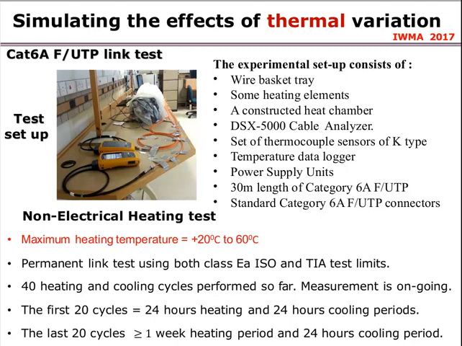40 heating and cooling cycles were performed on the cable, as reported in the study, although the measurement is still ongoing. In the first 20 thermocycling, the cable was heated for 24 hours and cooled naturally for 24 hours. However, after the first 20 cycles, the heating period was changed to a 1 week heating period to observe the effect of prolonged heating rather than the intermittent heating that was performed for the first 20 cycles. The drift in the transmission parameters of the cable link was measured with a DX 5000 cable analyzer using both Class EA ISO test limits and the TIA Cat 6A test limits.